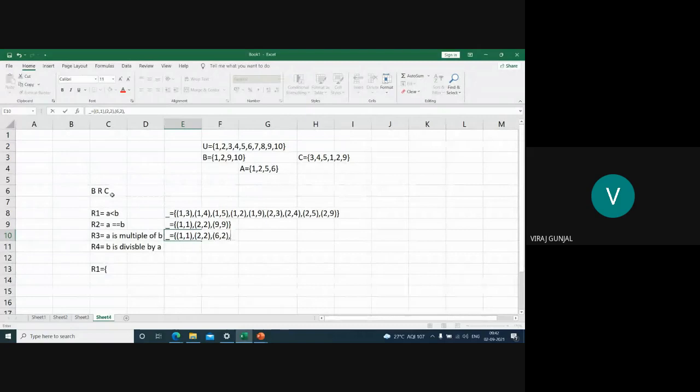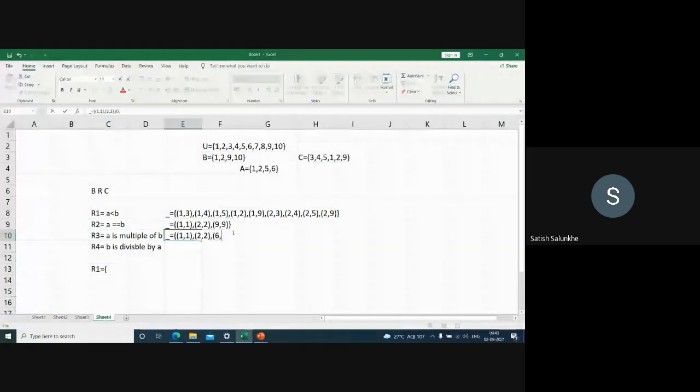So proceeding ahead, R3. Come on, tell me quickly. Sir, that is 4 comma 2, I told it wrong. Set B contains 1, 2, 9, 10. Set C contains 3, 4, 5, 1, 2, 9. So what should I write here? 4 comma 2. Okay.